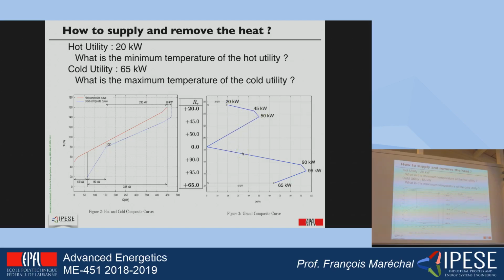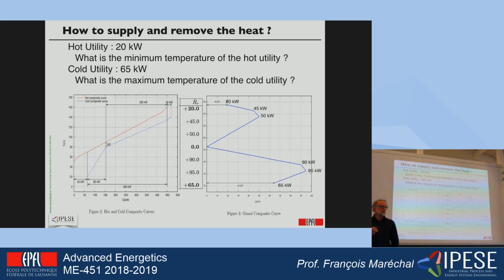And so what I would like you to do now, and you will have 5 minutes to do it, is to calculate the temperature at which you have to supply the heat, and the temperature at which you have to remove the heat out of the system. So up to now we have calculated how much. So we know that we have to supply 20 kilowatt here to close the energy balance.